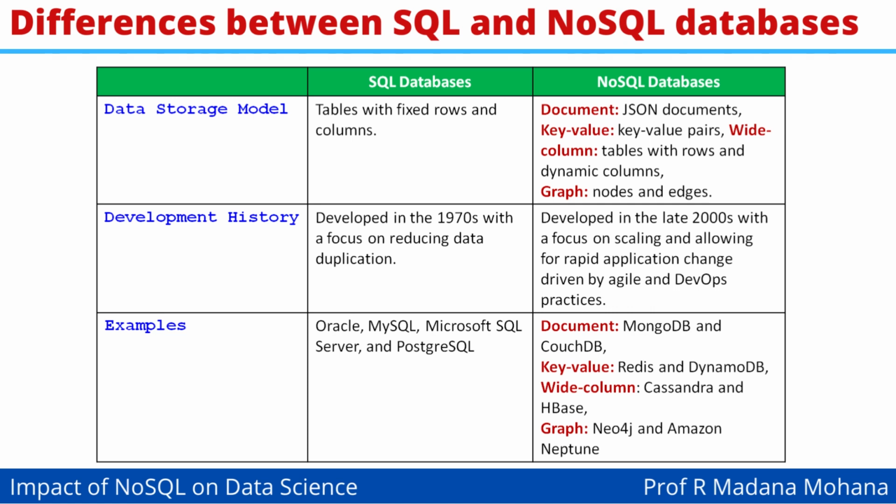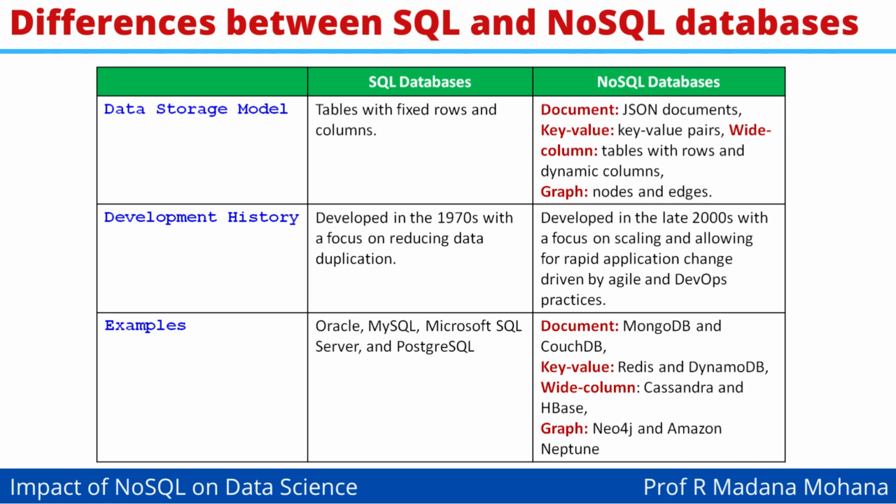Coming to the next factor, development history. SQL databases were developed in the 1970s with a focus on reducing data duplication. Whereas NoSQL databases were developed in the late 2000s with a focus on scaling and allowing for rapid application change driven by Agile and DevOps practices.